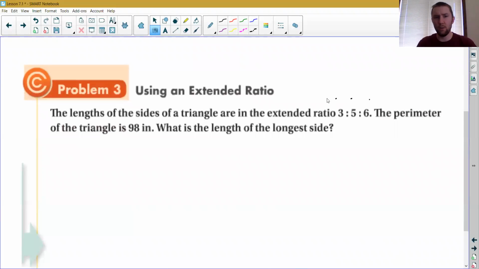The perimeter of the triangle is a total of 98 inches. What is the length of the longest side? Okay. So we can actually find the length of all the sides, but they're specifically asking us for the longest in this case. So the lengths of the sides of a triangle are in this extended ratio.